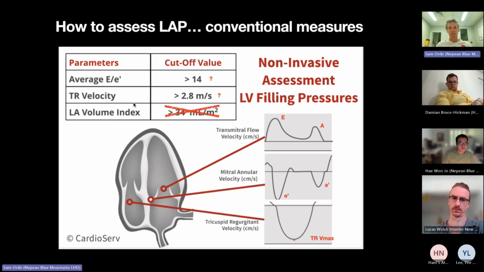our TR velocity. When we look at E to E prime, I'm going to show you that it is not a perfect measure. And we're comparing the E to E prime is comparing that big E wave with that small E prime. Greater than 14 suggests raised pressures. All of these things are not accurate. You look at them as a static time point in the critically ill. And that's why you need to do repeated measures after you've done something.